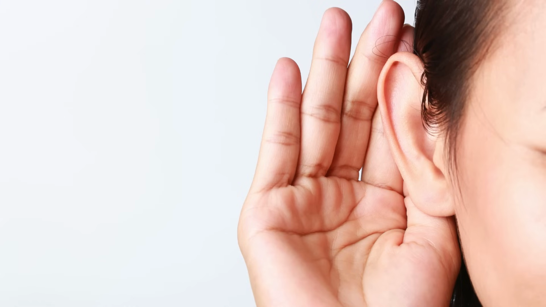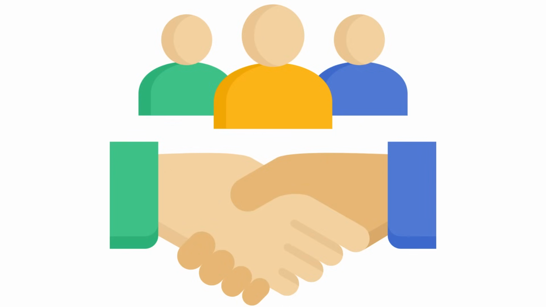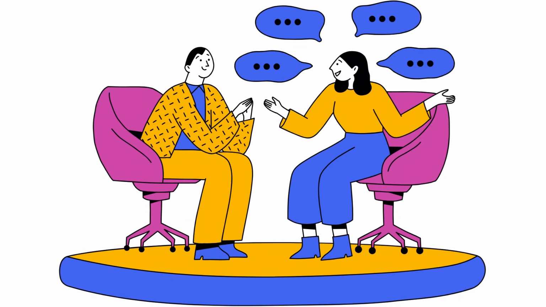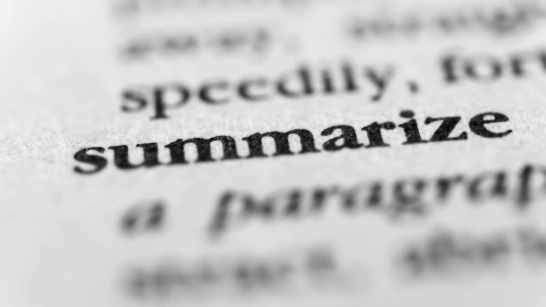Tools used in crisis counseling. 1. Active listening. This tool involves fully concentrating, understanding, responding, and remembering what the client is saying. It helps build rapport and trust. Example: the counselor uses active listening techniques such as nodding, maintaining eye contact, and summarizing what the client says to ensure they feel heard.